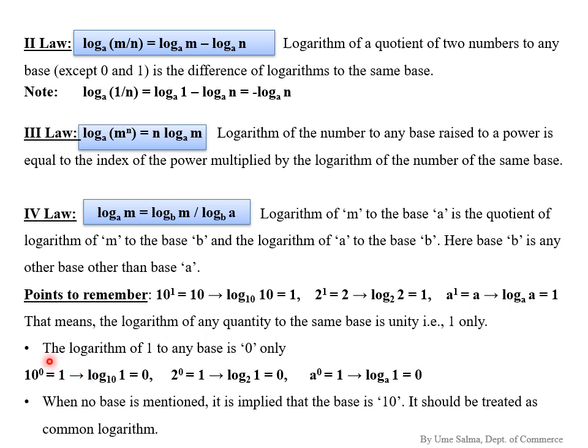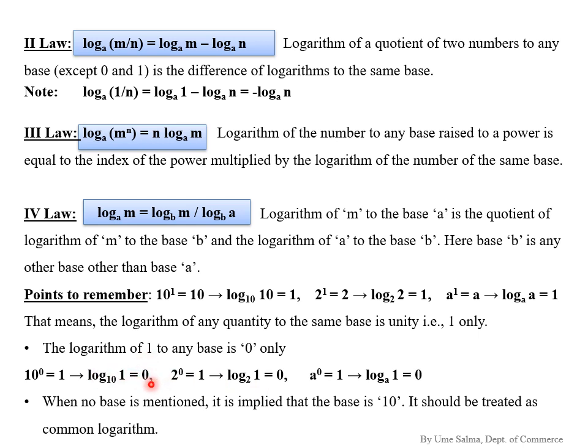Next common point, the logarithm of 1 to any base is 0 only. This is also very important while solving your problems. Wherever the power raised is 0, your answer is 1. This is a rule of indices. But when you come to logarithm, you can see here log 1 to the base 10 is 0. Log 1 to the base 2 is 0. Here what is common is you are taking the logarithm of 1. Base can be any number. But whenever you have log of 1, the answer you will get is 0.